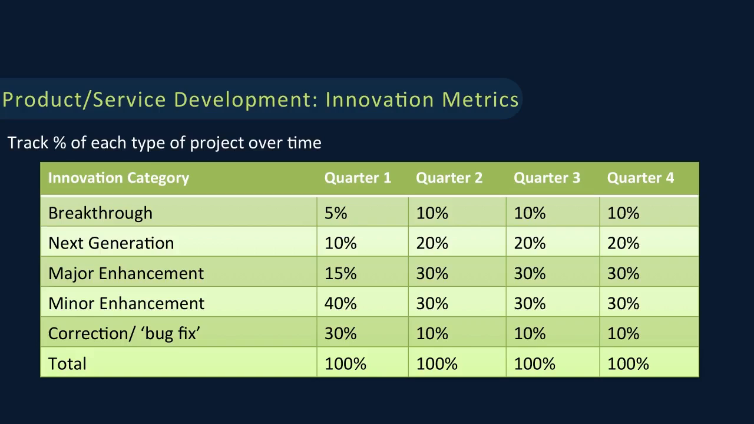We recommend dividing each development project into one of the 5 categories discussed and tracking the percentage of each type of project over time in a manner like that shown in the table. Here we see that the company starts in quarter 1 with 5% of development resources dedicated to developing breakthrough products, 10% in next generation products, 15% in major enhancements, 40% in minor enhancements, and 30% correcting problems found by customers, for a total of 100%.